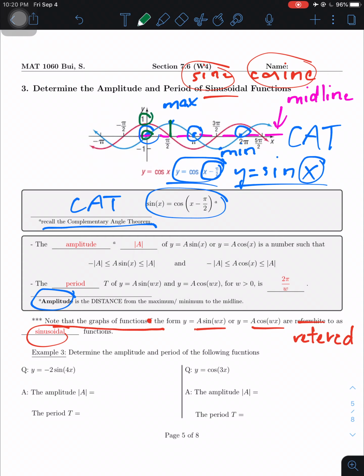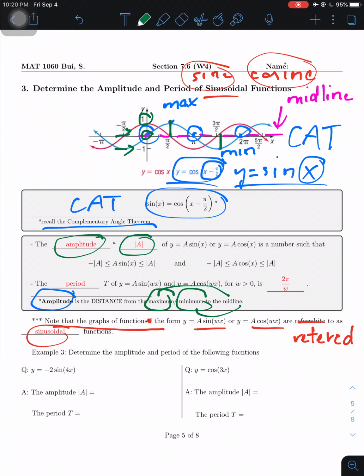Or if you don't measure from the max, you can do it from the min. The distance from the min to the midline is from -1 to 0, and that's also 1. So the amplitude here is 1. You can do it either way, either max to midline or min to midline. That's the definition of amplitude.